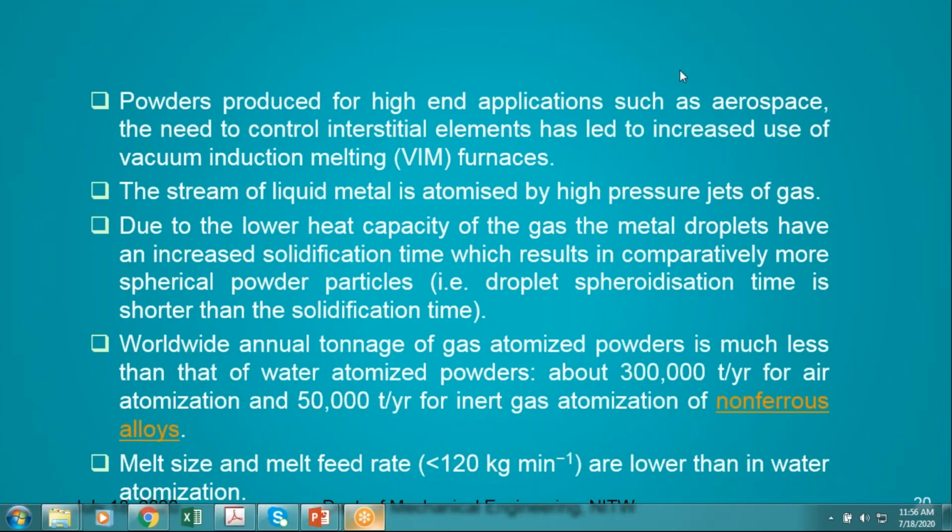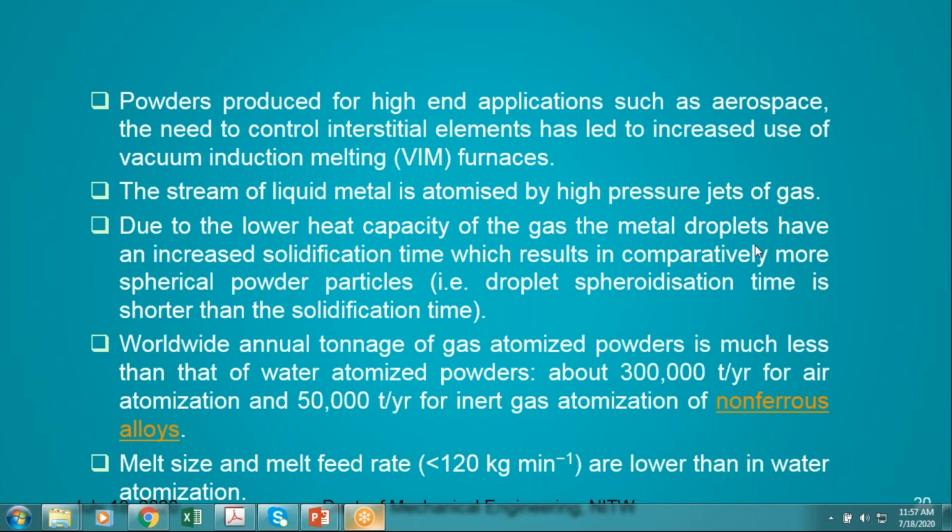And in this gas atomization process, the powder produced is for high-end applications, like aerospace applications, automobile applications or medical applications. These types of gas atomized powder we are using for high-end applications. And the need to control interstitial elements has led to increased use of the vacuum induction melting furnace. Means it is done in a vacuum induction furnace.